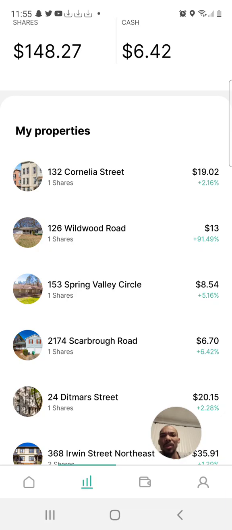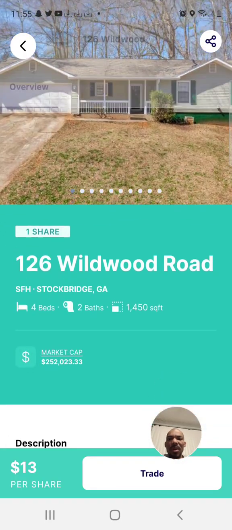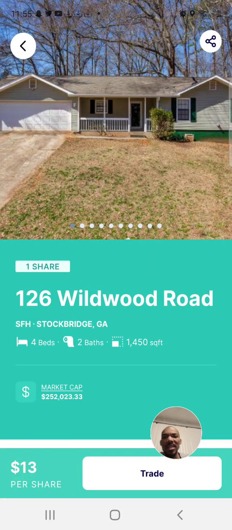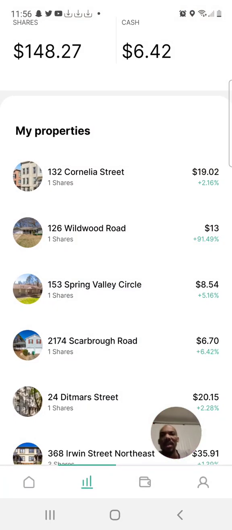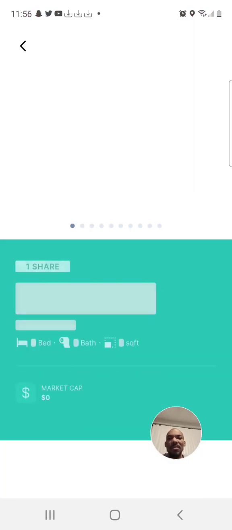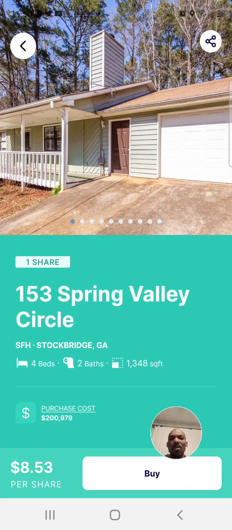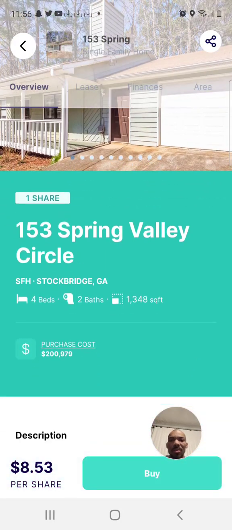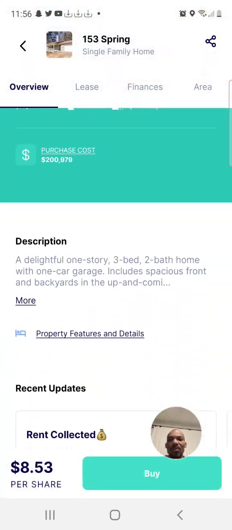The next one, Wild Road. This property has actually been up a lot, and this is a 4-bedroom. That one is up 91%, which is extremely high. Most of the properties seem to be doing well. Next, 153 Spring Valley Circle, a 4-bedroom.